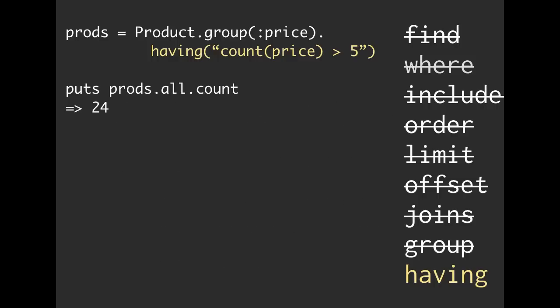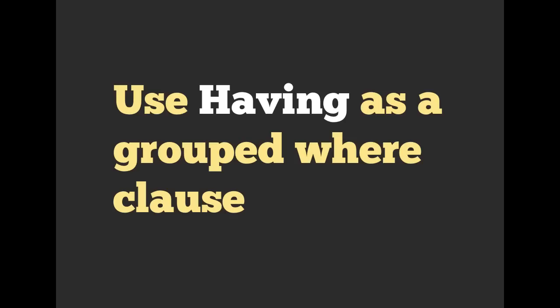So we can run that and get a count. In the database I happen to have, there are 24 products that have a similar price with more than or equal to five. And just to show that, out of 2,124, only 24 of them meet that condition.